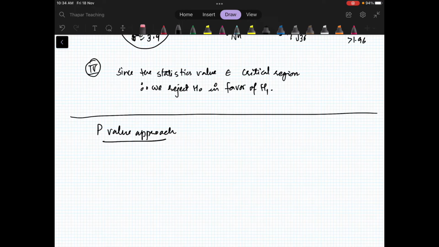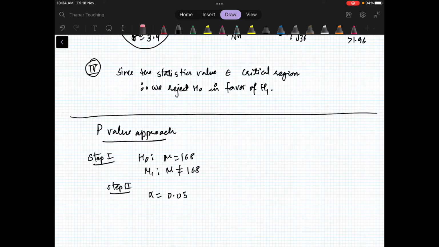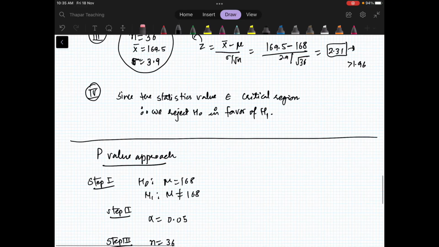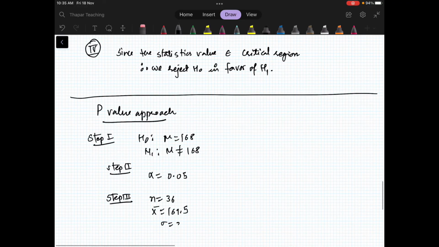Now if you look at the p-value approach, step 1 is the same. Your h naught is mu is equal to 168, h1 is mu is not equal to 168. Step 2 is your alpha is 0.05, given. Here you don't need to calculate anything else. Step 3 is you are going to take your sample. Your sample here is again n is equal to 36, x bar is equal to 169.5, and sigma is equal to 3.9.